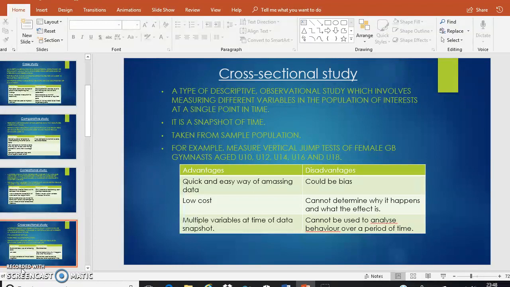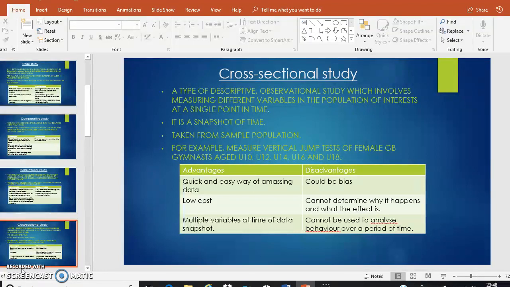So maybe you could measure the vertical jump tests of female Great British gymnasts aged under 10, under 12, under 14, under 16 and under 18. And the advantage is this is a very quick and easy way of amassing data. It's very cheap, and multiple variables at one time can be compared from the snapshot.